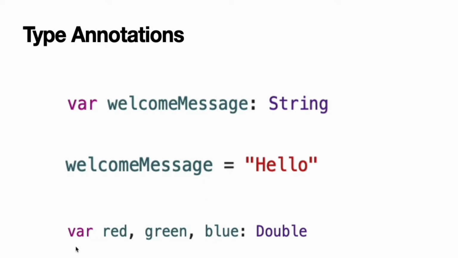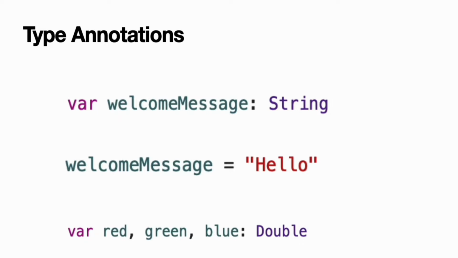You can define multiple related variables of the same type on a single line separated by commas with a single type annotation after the final variable name. Note, it is rare that you need to write type annotations in practice.